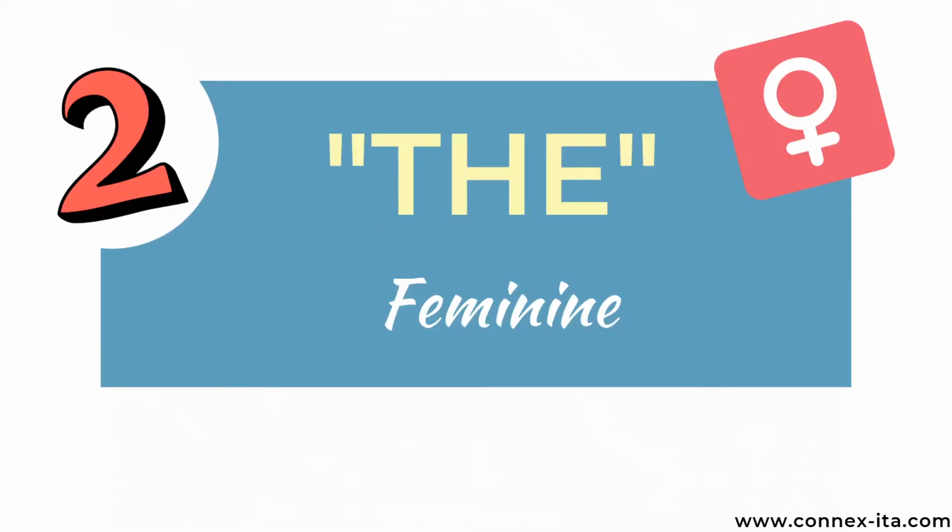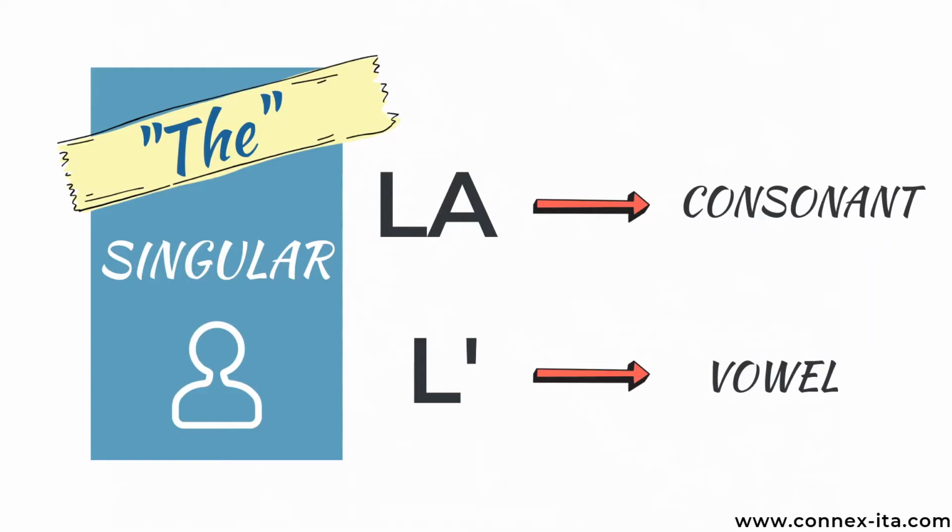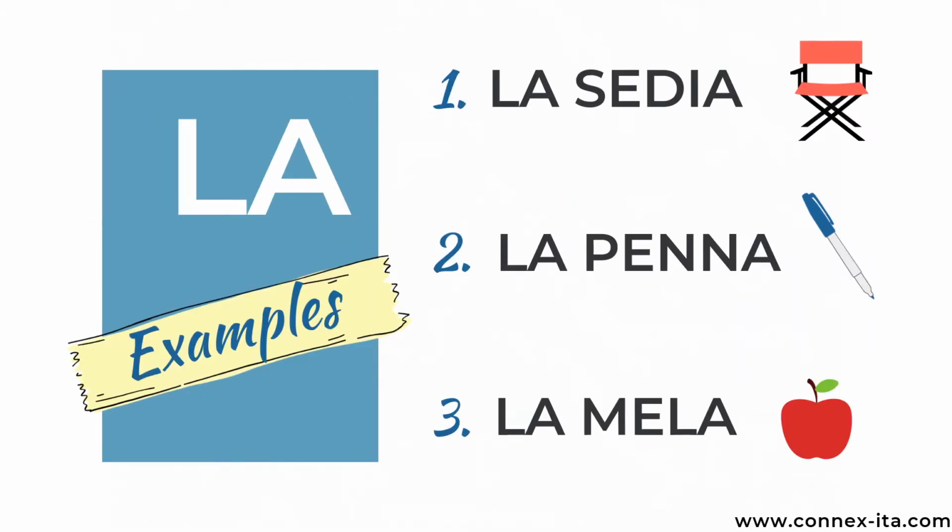Let's move on now to the feminine articles in Italian. They are very easy, so we've done already the hard part. You only have two options when the noun is feminine. If it starts with a consonant, you use la, otherwise you say l' when the word begins with a vowel. It's simple as that. Here you are some examples.